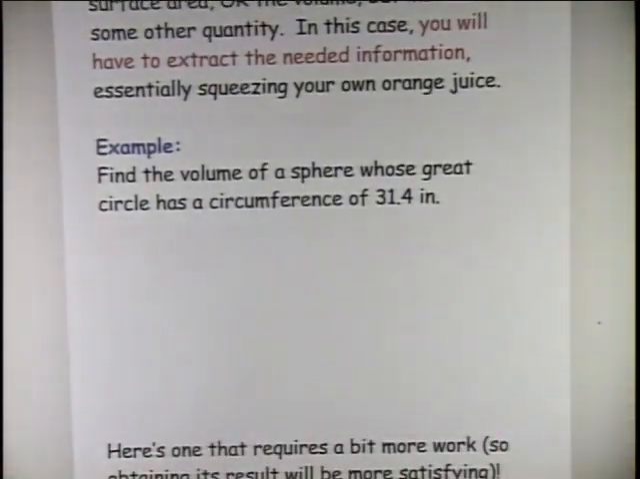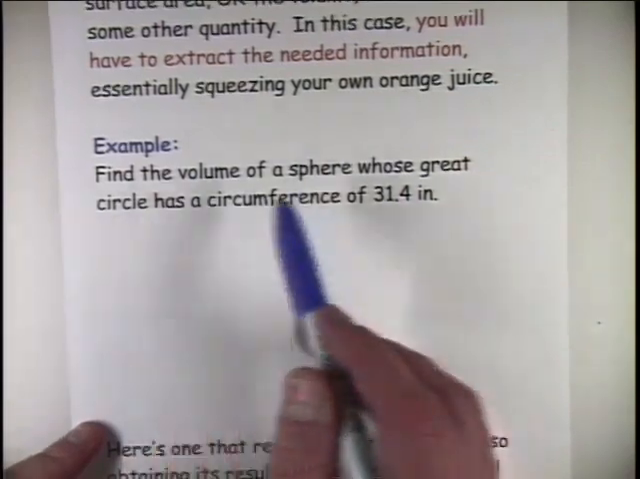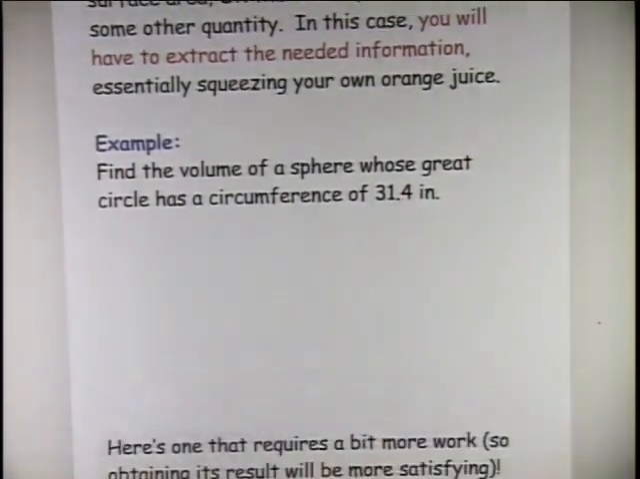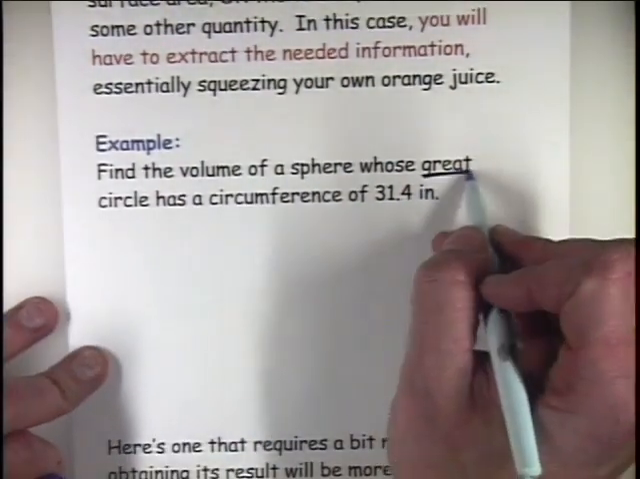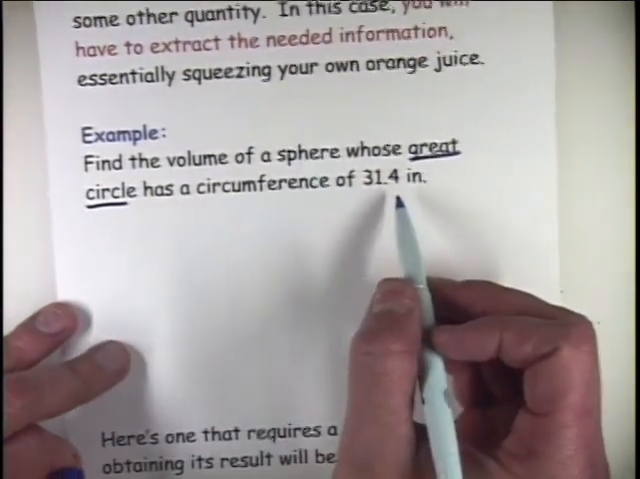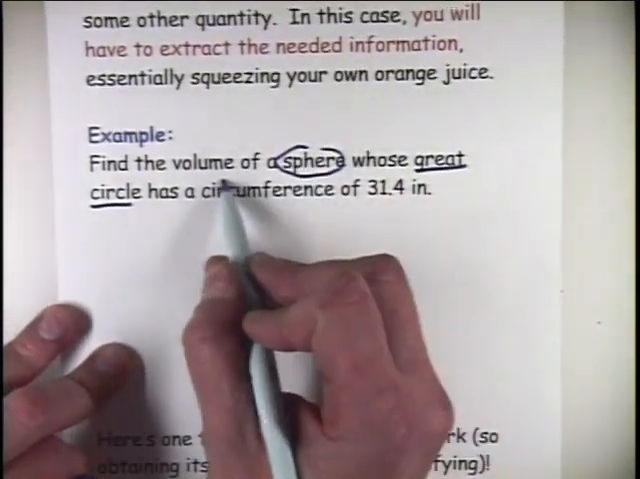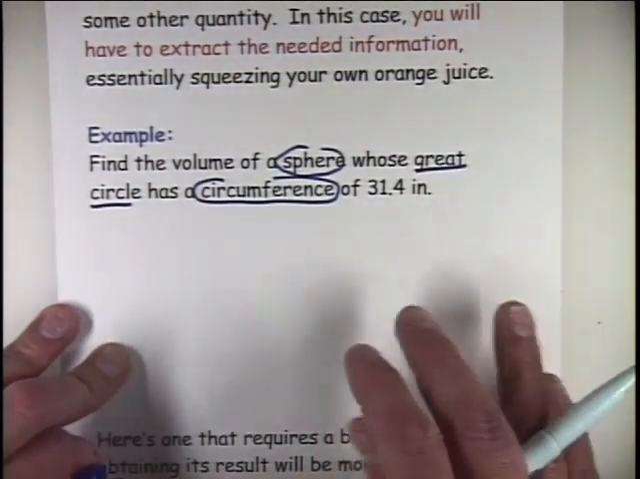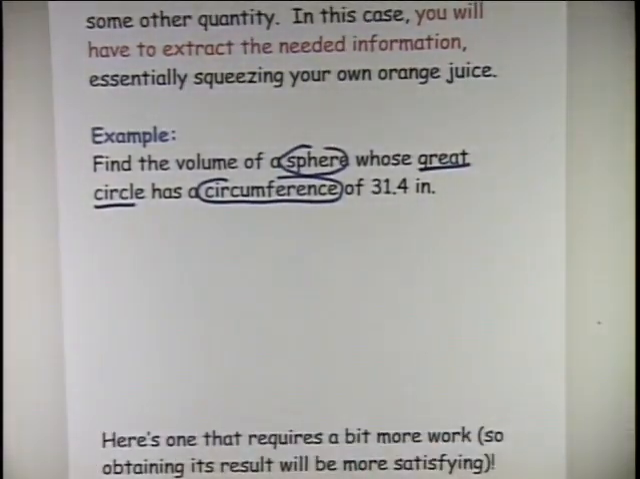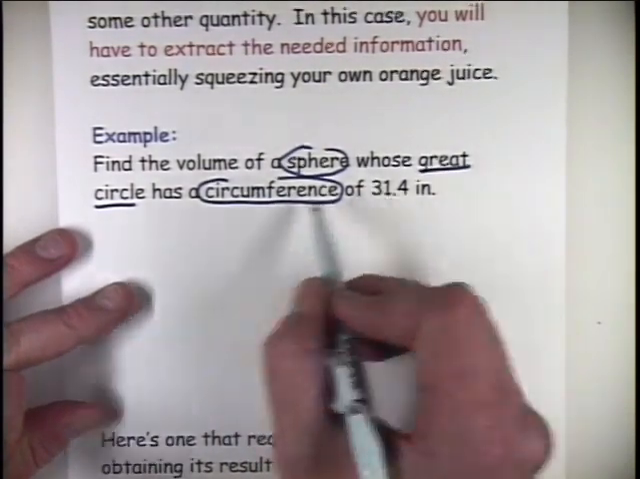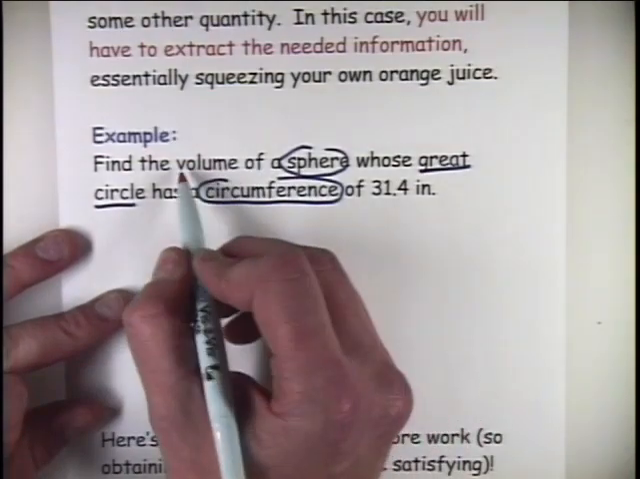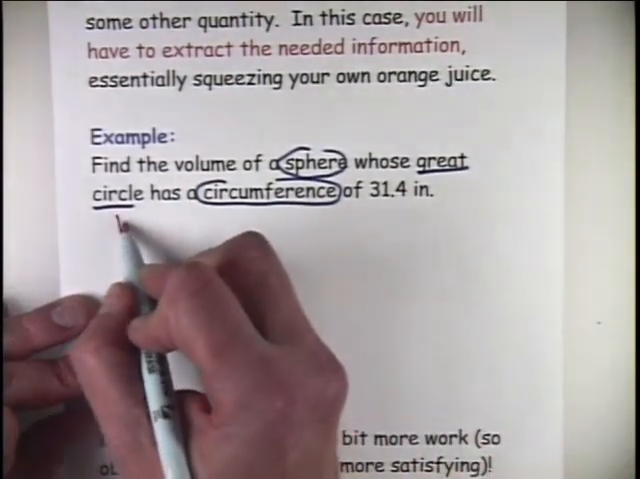Find the volume of a sphere whose great circle, or a great circle, has a circumference of 31.4. Now, it may not tell you that the great circle has a circumference of 31.4. If it just says a sphere has a circumference of 31.4, you can assume that it is also one of the great circles. We use them interchangeably. Okay, so notice, though, that we are given the circumference of a circle, and we're trying to find the volume of the sphere. So I'd like to start with what we're trying to find.